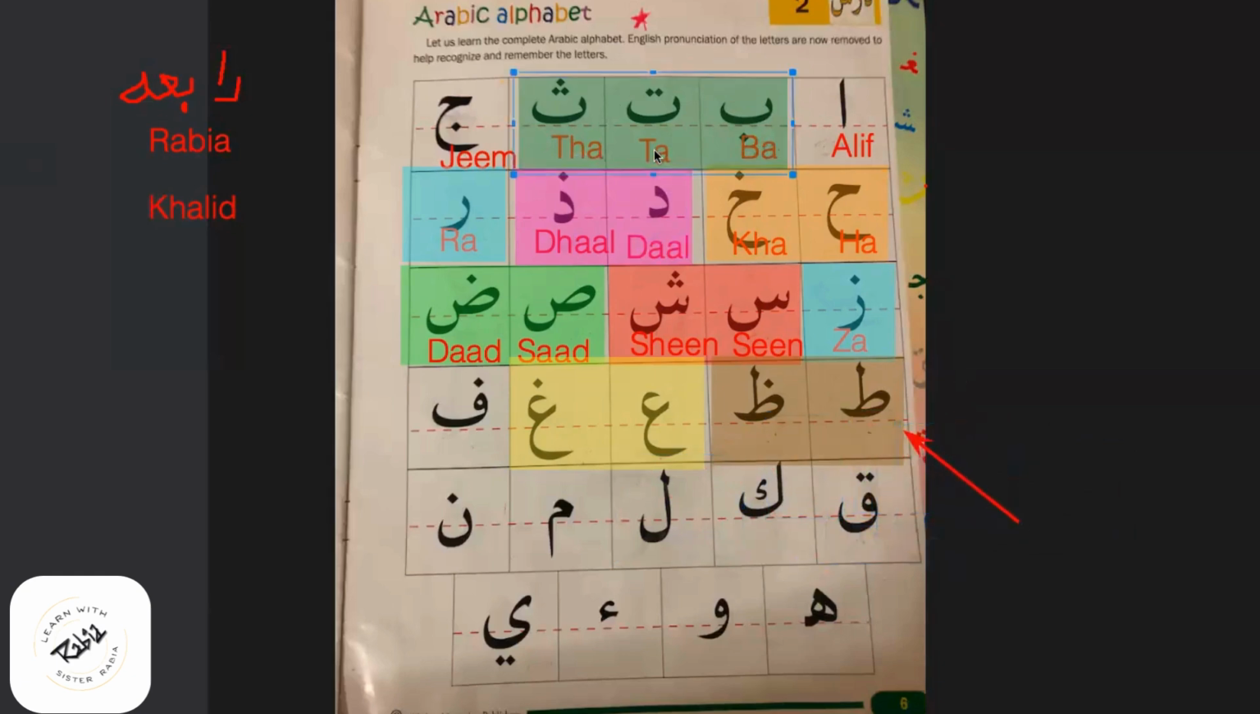So, when you forget the name of this letter, every time there is a way to remember the names, okay? If you forget the name of that letter, you know what you're going to do? You're just going to remember, bring some letters' names down. Here it is, ta.